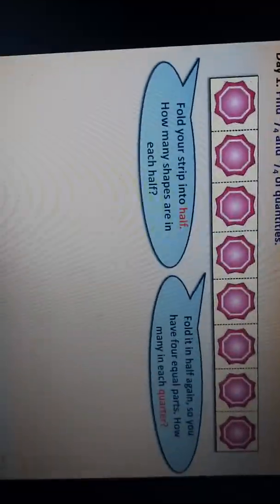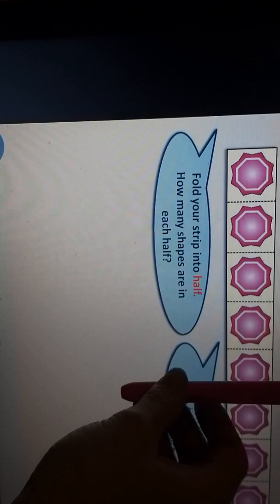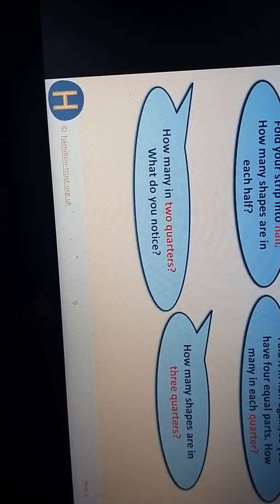Fold it again. Remember the other day I said to you to find the quarter, half it and half it again. Fold it again so you have 4 equal parts. How many in each quarter? So if we folded it into half, we'd have 4. If we folded it again, we'd have 2. How many 2/4 do you notice? How many shapes are in 3/4?